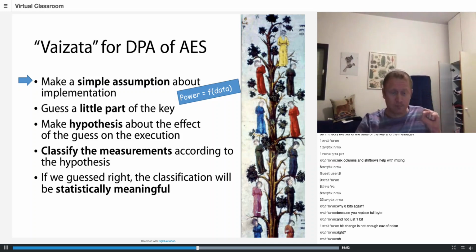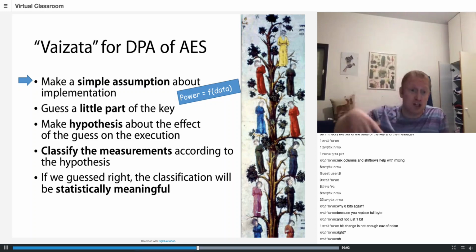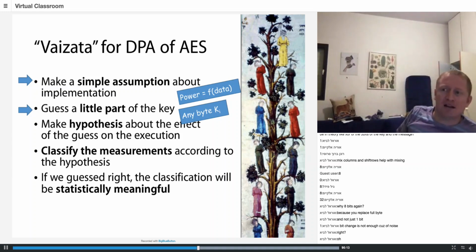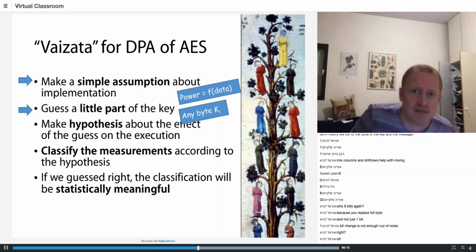Okay. Now the next thing I'm going to do is guessing a little part of the key. Now, when I was doing timing attacks on Montgomery, I could guess a single bit of the key because the exponentiation was bitwise. But AES is not bit-oriented, it's byte-oriented. So I'm going to have to guess a byte. How many possible guesses do I have for this byte?